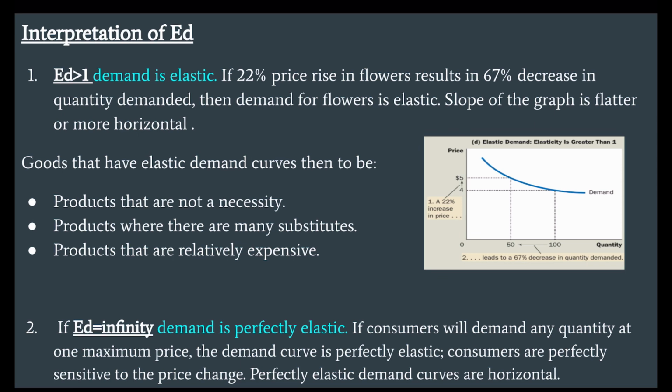The second type is when elasticity of demand equals infinity. Such demand is called perfectly elastic demand. When consumers demand any quantity at one maximum price, the demand curve is perfectly elastic. Consumers are perfectly sensitive to the price change. Perfectly elastic demand curves are horizontal, but it is an extreme case which we usually do not find in the real world.